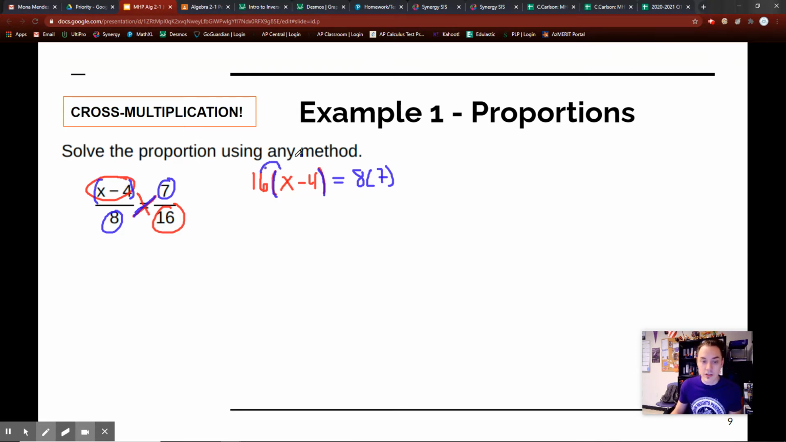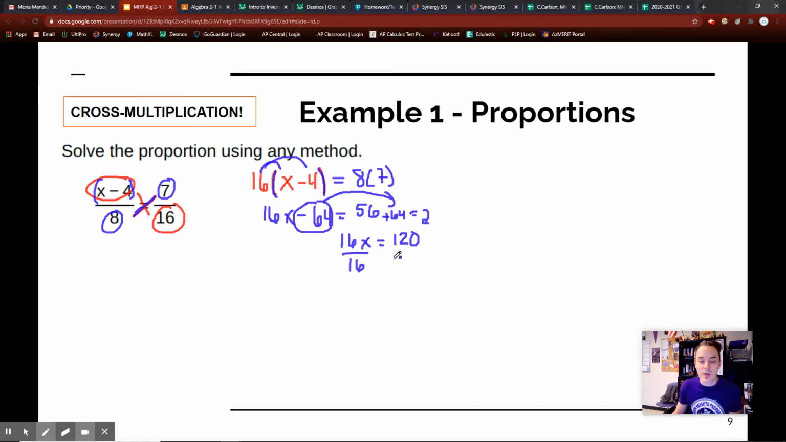Now, what do I do? Well, I just distribute, of course. So 16x, and then this is going to be minus 64. 16 times negative 4 is negative 64, and this becomes 56. I have 16x equals 120. How did I get that? Guys, just normal linear equation. That's why we reviewed it literally 2 weeks ago. So this is minus 64, or sorry, plus 64. I'm going to add it there, and that equals 120 right here.